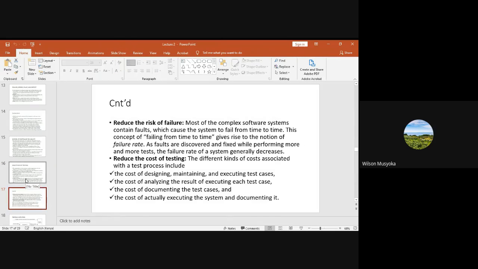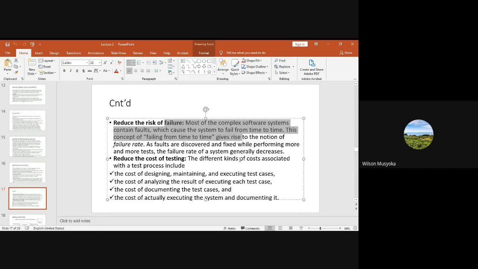So the reason why we are looking, or the objective, first of all, from the developer's perspective, is to reduce the risk of failure. When we are looking at the developer's perspective, we are checking that the system does not fail from time to time. Or when the system has gone to the user, it will not fail during execution. So we are trying to reduce the failure rate.